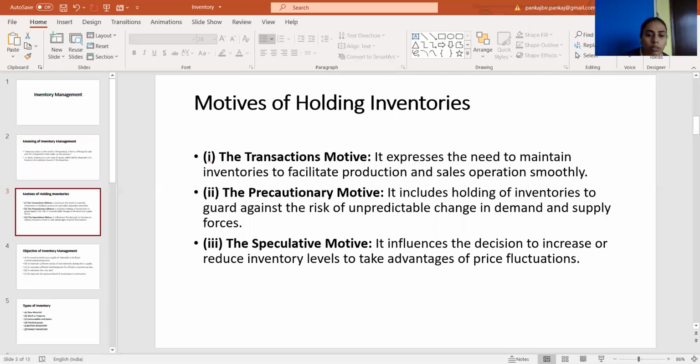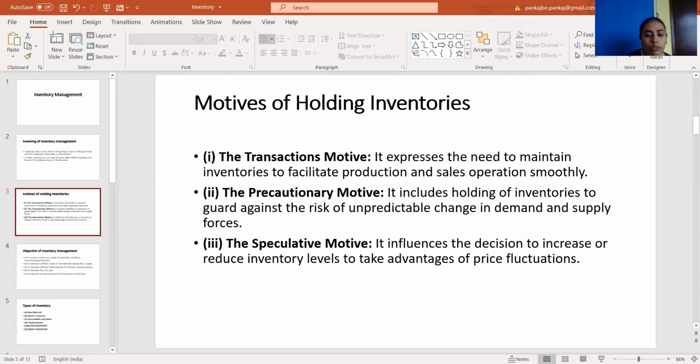Now we will talk about why an organization is holding inventory. As you see on the slide, there are three motives of holding inventory. The first and foremost motive is known as the transactional motive. Just like finished goods are kept in the organization for the purpose of sale, and raw material is kept for the production process. The transaction motive expresses the need to maintain inventory to facilitate production and sales operations smoothly.